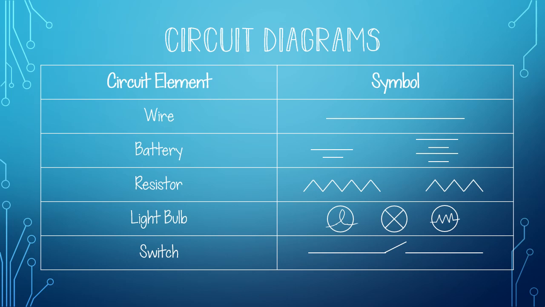The final symbol that you're responsible for is a switch. In circuit diagrams, switches are always represented in their open position, as you see here, even when the switch is actually closed as the circuit is operating. If we were to draw the switch in the closed position, then it would look no different than a wire. Let's look at some examples.